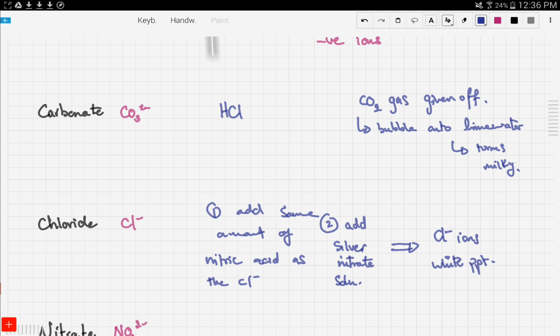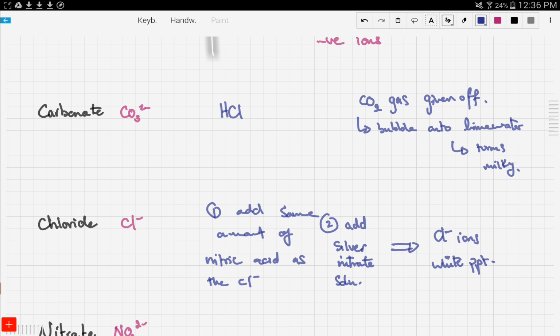So that's that for chloride. In order to test for the chloride, you add the same amount of nitric acid as the chloride, and then you add silver nitrate solution. So pay attention, nitric acid and silver nitrate solution. And if chloride ions are present, a white precipitate will form.